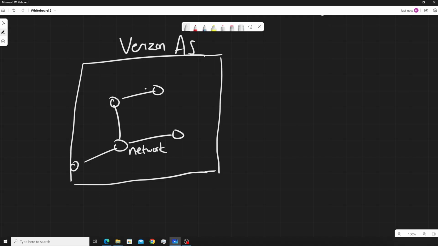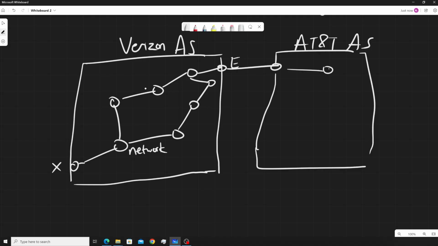And we want to find the shortest path to that end destination. Now that end destination might not be the actual end destination, because we might have to go to a different network or a different AS, maybe AT&T's AS, in order to get to our final destination eventually. Maybe this is our final destination.